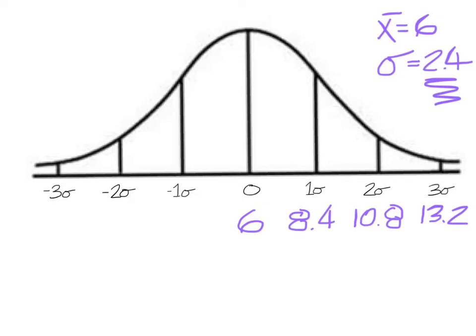Now when you go to the left of the mean, you have to subtract 2.4. So 6 minus 2.4 is 3.6. And then 3.6 minus 2.4 is 1.2. And 1.2 minus 2.4 is negative 1.2.